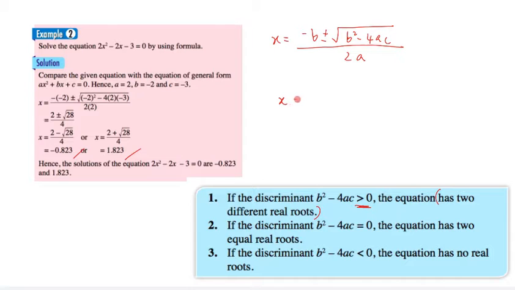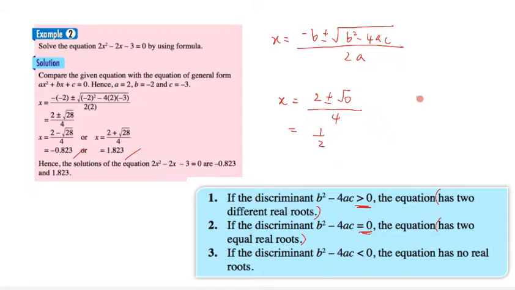If I substitute into the formula for a quadratic equation and, for example, get 2 plus minus 0 over 4, then I get 0 there, so 2 over 4, and I get only one answer. So if the discriminant equals 0, I get only one answer. My x is only one value. Then I have two equal roots, or only one root.